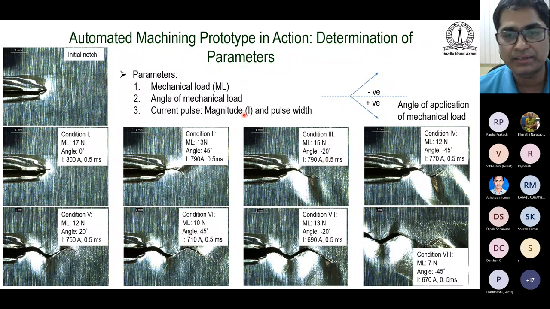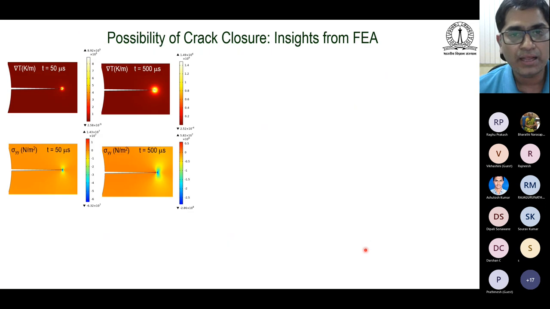And the current pulse, again, both magnitude as well as for how long he's going to apply the current pulse width. And using these three parameters, as you can see, as the number of pulses grows, it goes into a sinusoidal fashion. So this is some of his initial results that he has got from his machine.